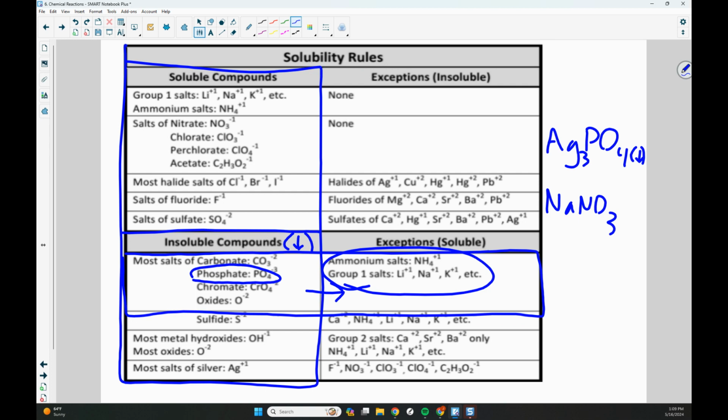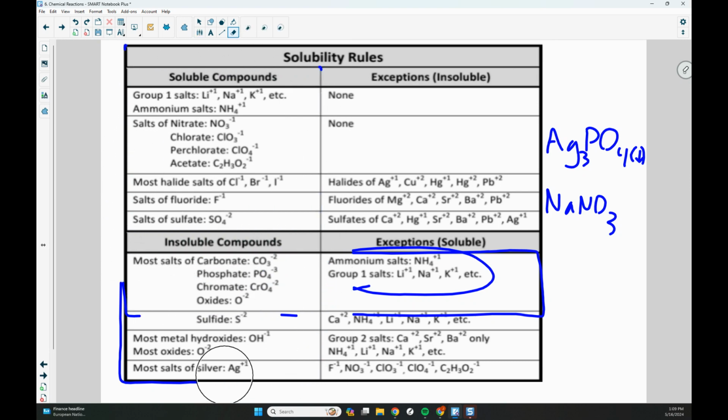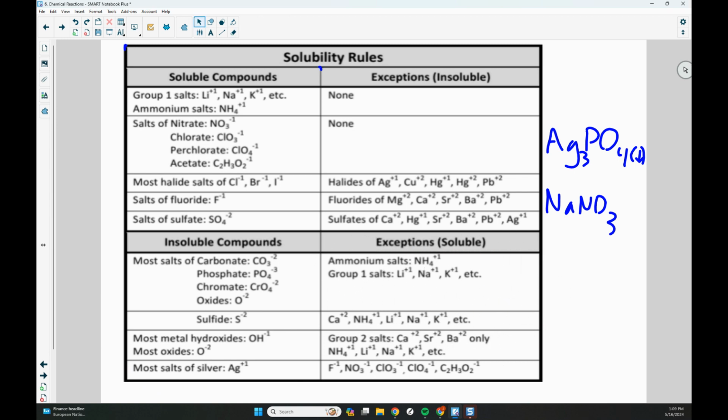Guys got that? So I'm only checking the exceptions that are directly to the right. So again, I found phosphates in this box. So I'm only checking the exceptions in this box over here. Started on the left though, and then last thing was I checked on the right.